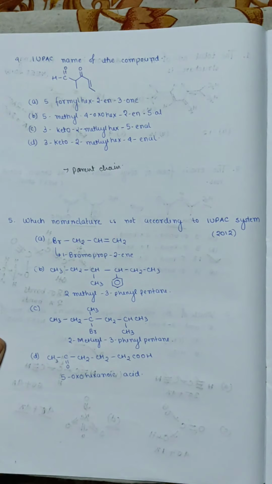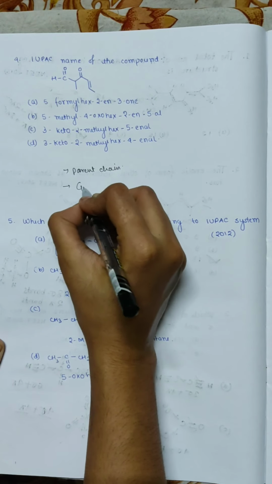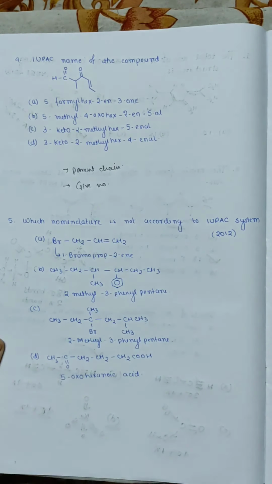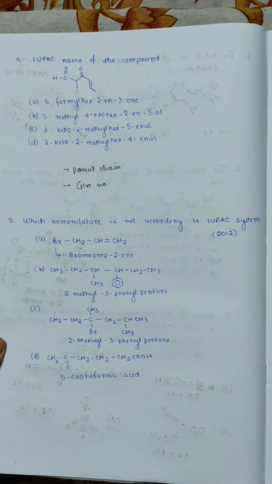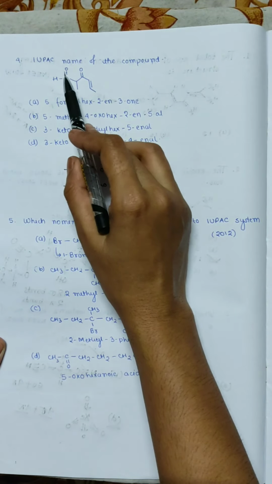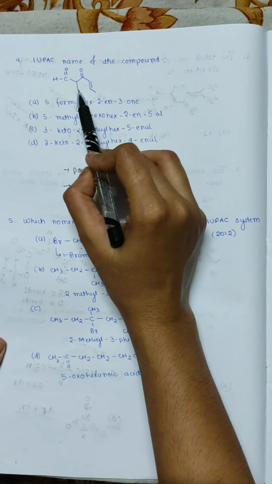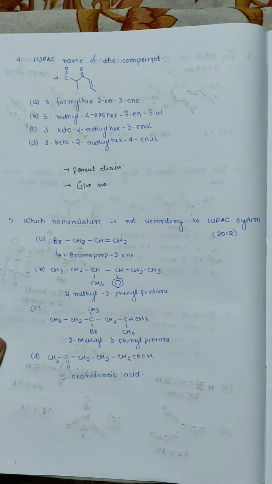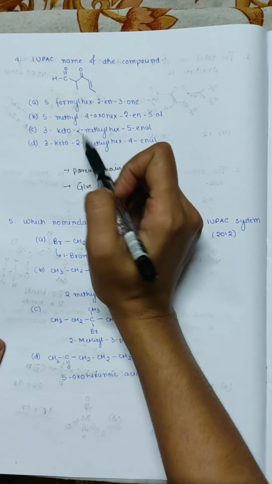So the first rule says that we have to select a parent chain, which is the longest carbon chain in the molecule, and then we have to give numbers to the carbons in the parent chain. The numbering should be given in such a way that any other substitution on the carbon, like this double-bonded O group or this methyl group, these substitutions or functional groups should be attached to the lowest count of the carbon. So let me just name this compound.